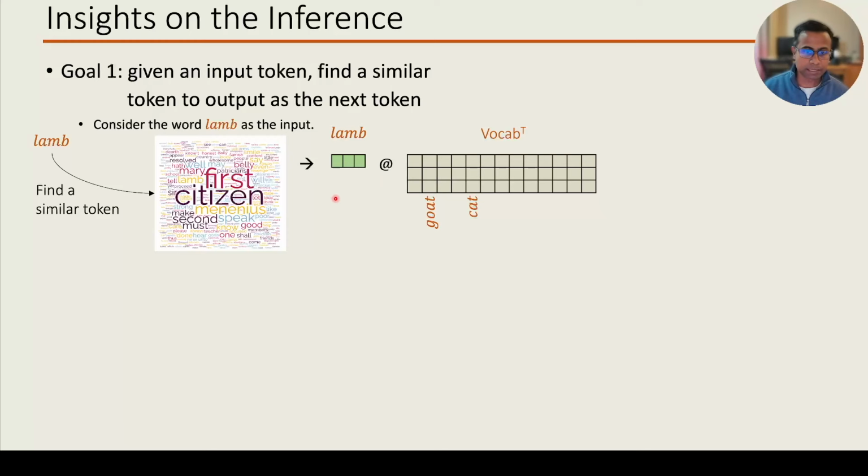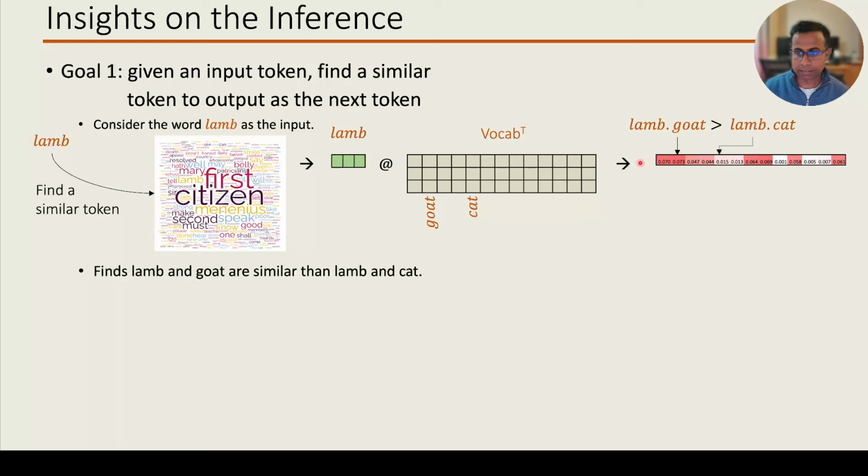In this case, we can use cosine similarity or the vector dot product. If you take the dot product of "lamb" with the token "goat," and the dot product with "cat," you might end up with something like this. It may say "lamb" and "goat" have a higher similarity than "lamb" and "cat," as just two words. So this gives us a mechanism to find, given a token, a similar token out of my dictionary by taking the cosine similarity.